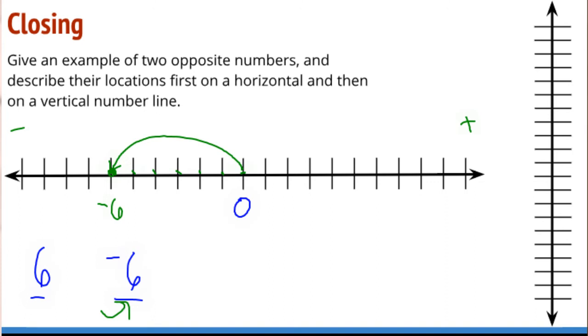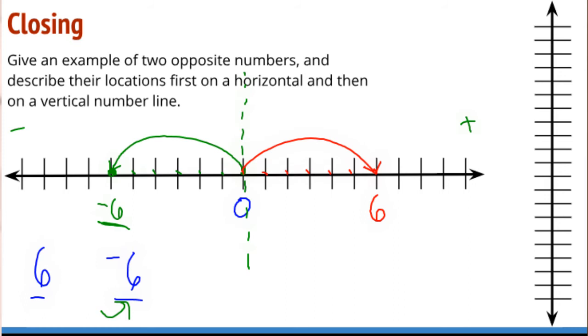Now, an opposite number is the same distance from 0, but it's going in the other direction. So this was a -6. So I need to go 6 units in the positive direction, starting at 0. 1, 2, 3, 4, 5, 6. And I have landed at 6. So I've given an example of two opposite numbers, -6 and 6.